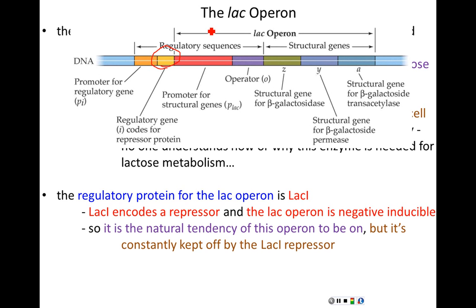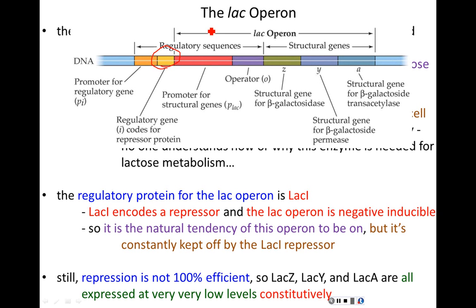So the natural tendency of this operon is to be on, but it is constantly and continually kept off by the cell through the action of the LacI repressor protein. Keep in mind, with cellular systems, there's never 100% efficiency, so although the repression is robust, it is not absolute. And there is a very, very low level, like a trickle, drop-by-drop, leaky faucet of expression from the operon. So at any one time, there are minuscule levels of LacZ, LacY, and LacA protein expression, but at very, very low levels, because repression is robust.